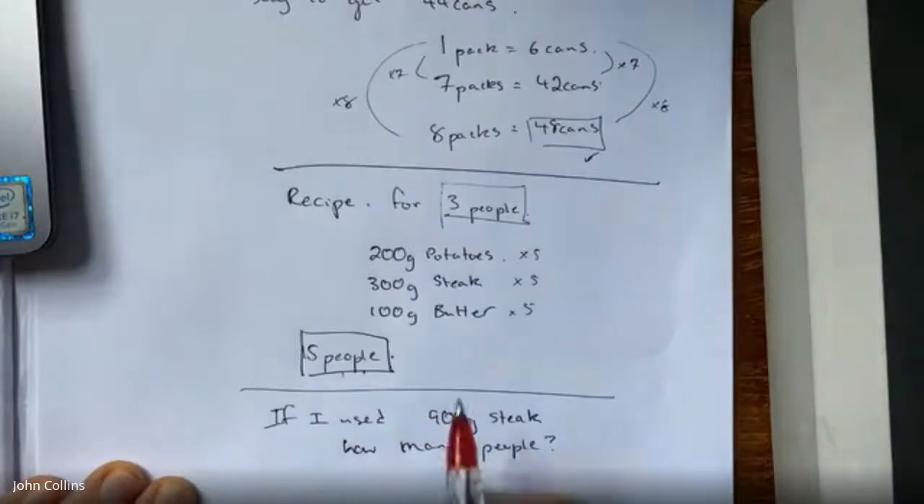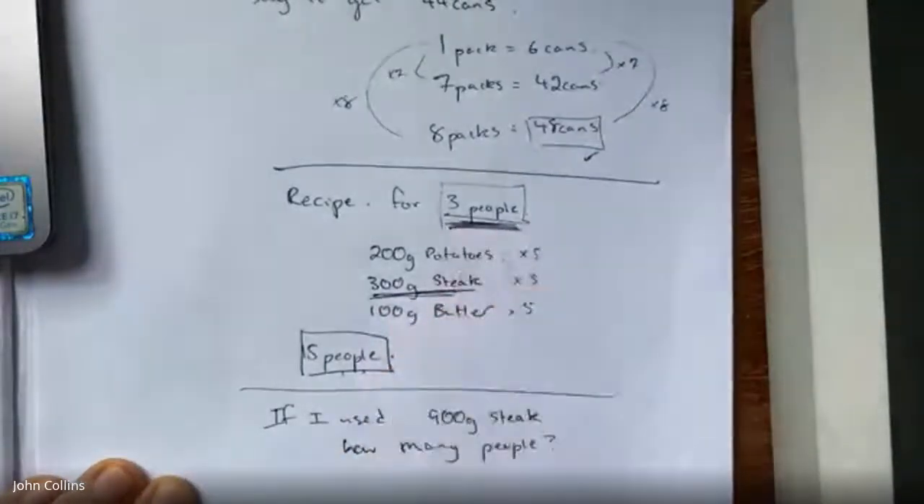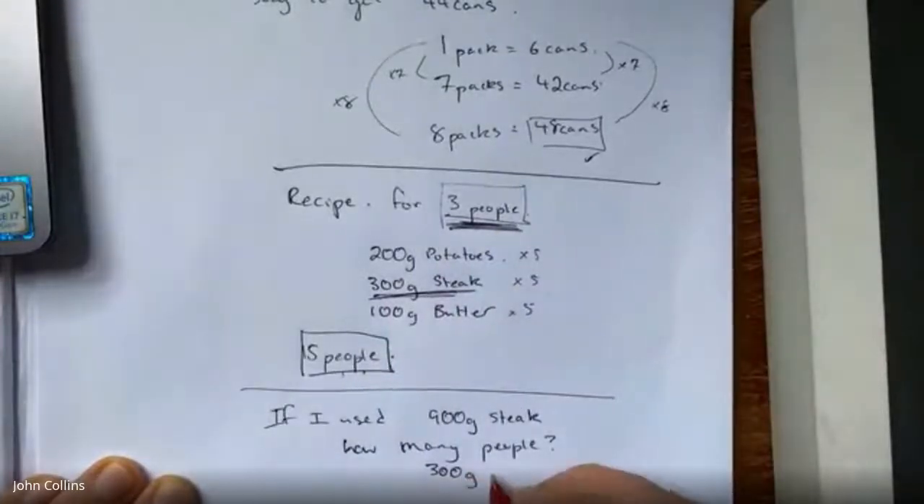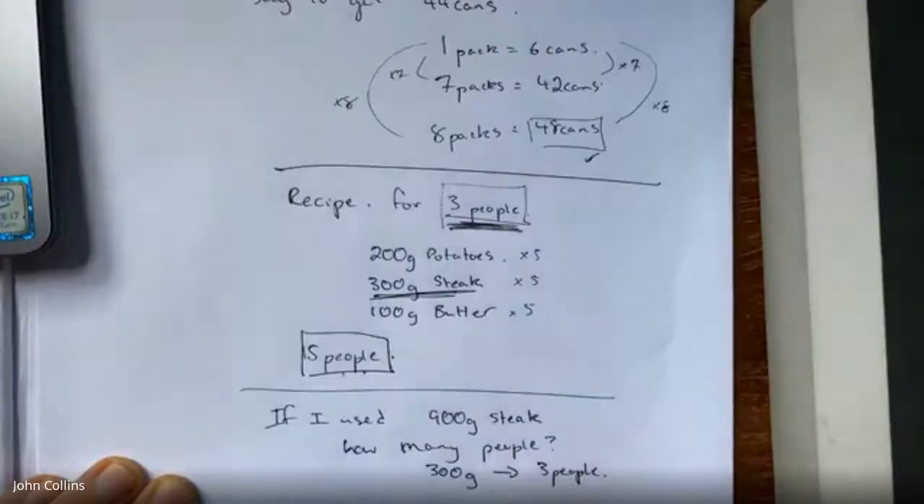900 or 9. So 300 grams of steak fed 3 people. 300 grams feeds 3 people. 900 grams would feed 9. Can we just stick to the chat, please? And I can see all the chat coming through. I see a lot of answers for 3. Okay. You only need to write it once as well. I'll see them. I can see them all.